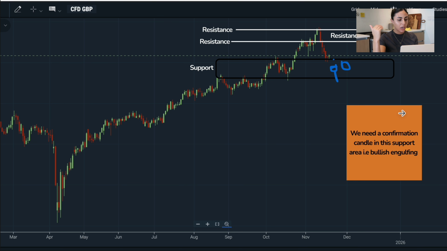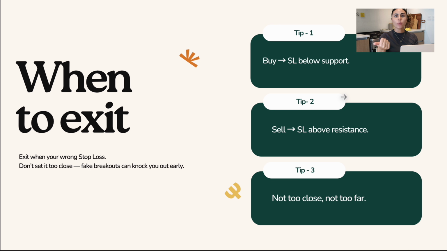Now you've figured out when to enter. You're probably thinking, okay, when should I exit? To figure out how to exit, there are two ways. You exit when you're wrong, so that's when your stop loss comes in. Here are a few tips on when to exit. Number one, when you buy, put your stop loss just below support. When you sell, put your stop loss above resistance.